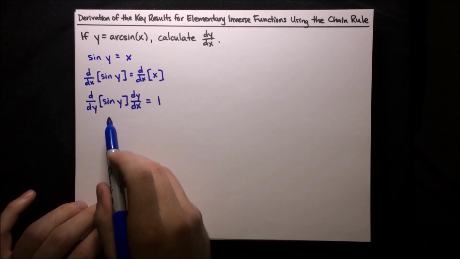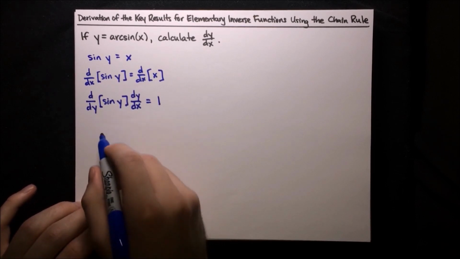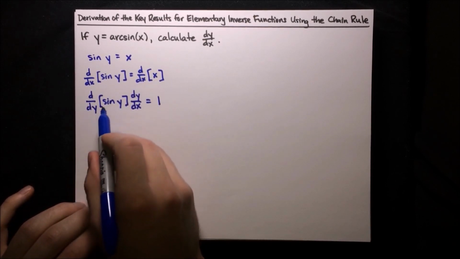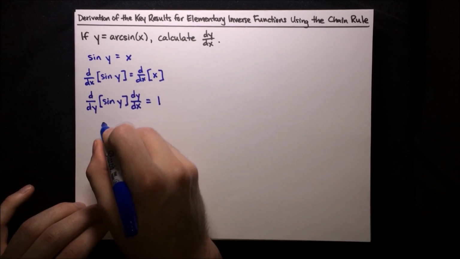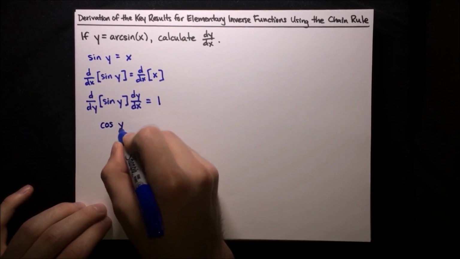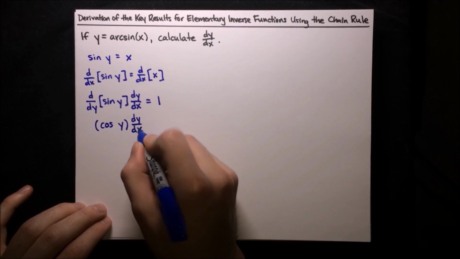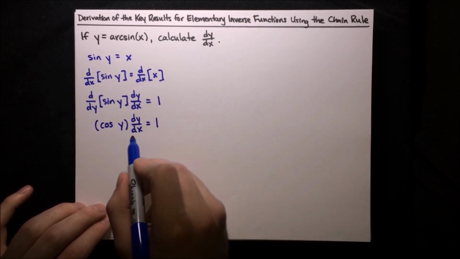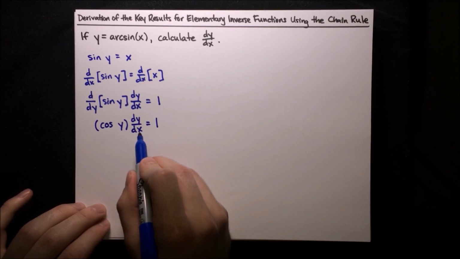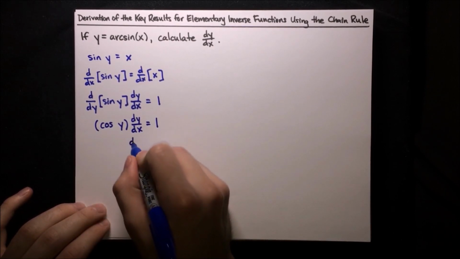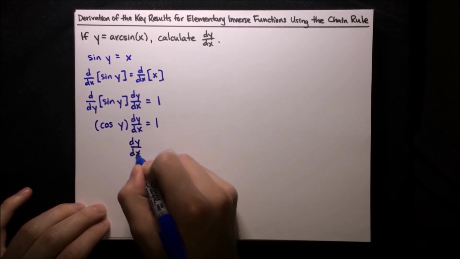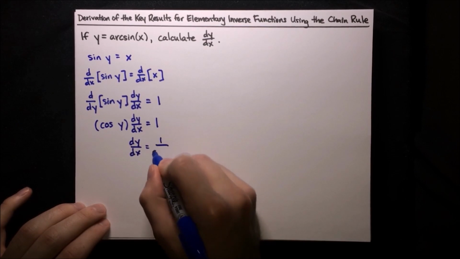Now, revisiting the left-hand side, that's easier to differentiate now that we've applied the chain rule. So d over dy of sine y, that's just cos of y. So cos of y times dy over dx equals 1. And then we can solve for dy over dx by just dividing by cos y. So dy over dx is just 1 over cos y.